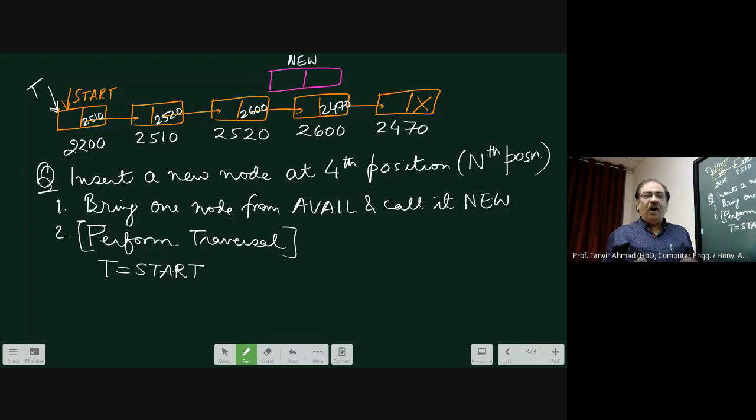That means how many times I have to move forwards? Only 2 times. From first to second and second to third. That means if I have to move to third position, I have to move only 2 times. That means if I have to insert at the fourth position, I have to move 4 minus 2 times.